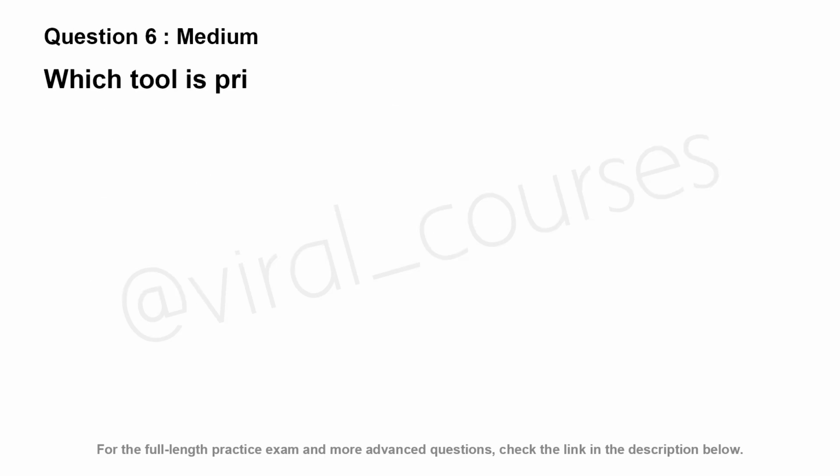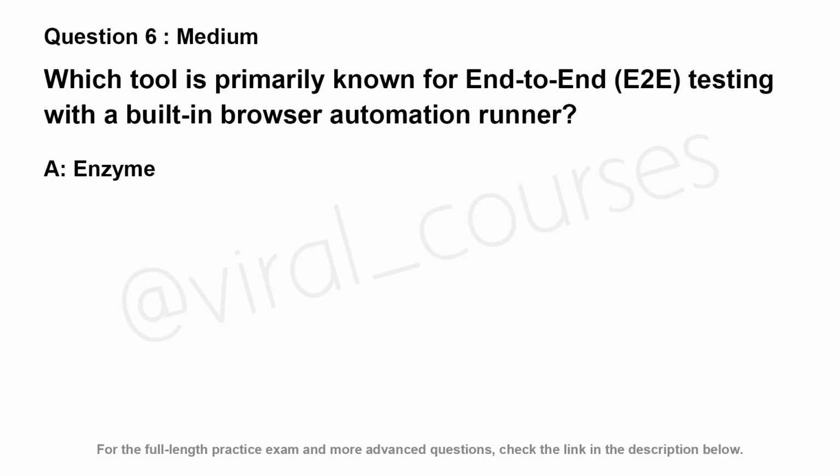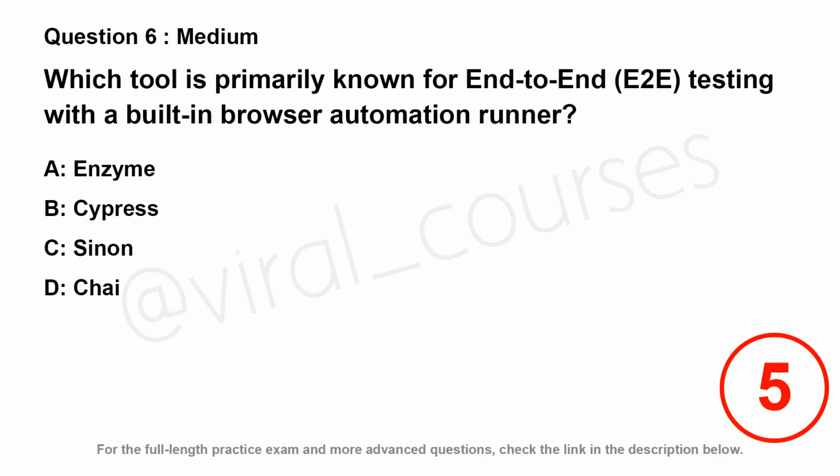Which tool is primarily known for end-to-end, E2E, testing with a built-in browser automation runner? Option A, Enzyme. Option B, Cypress. Option C, Sinon. Option D, Chai.